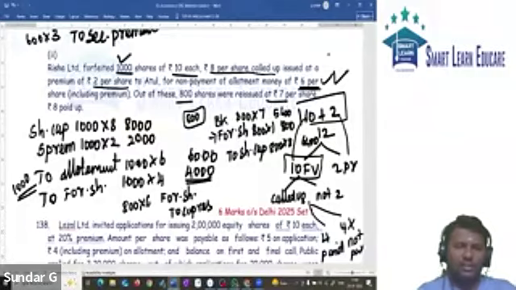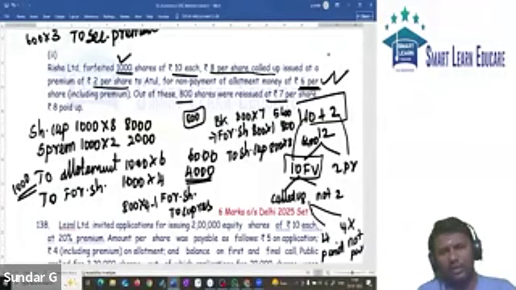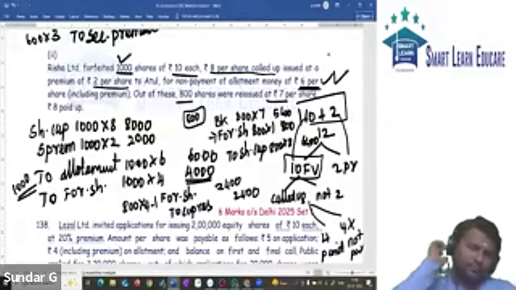What is gain of 1 share? It is 4 rupees. What is loss of 1 share? 1 rupee. 4 minus 1, 3. 800 into 3 will give you 2,400. That is the amount transferred to capital reserve. That's all.